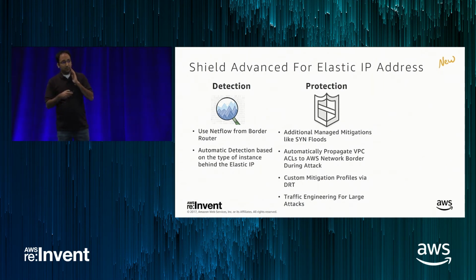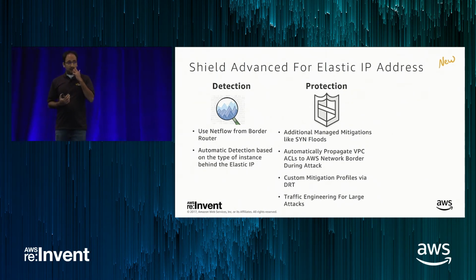With Shield Advanced on EIPs, there are new mitigations that we have deployed specifically for EIPs. There are new mitigations for SYN floods, which are a lot harder to mitigate on an EC2 instance as compared to something like a proxy like ELB or CloudFront. With Shield Advanced for EIP, we also automatically propagate the network ACLs that are currently running on your VPC out to the border of the AWS network.